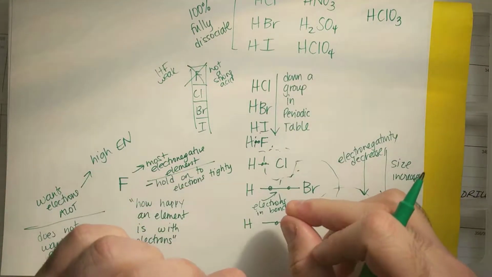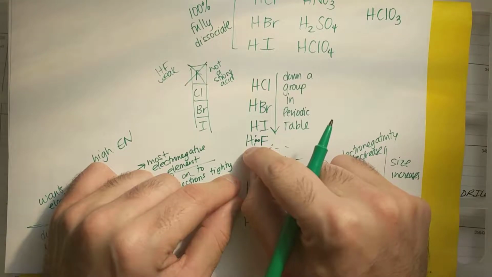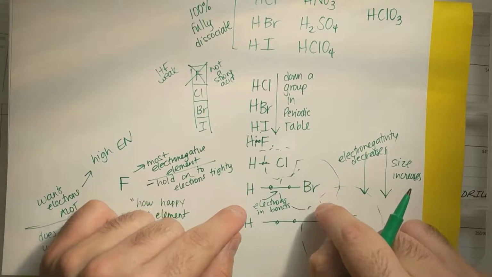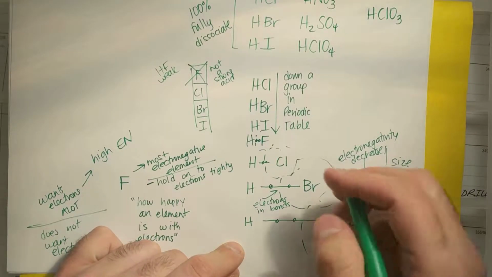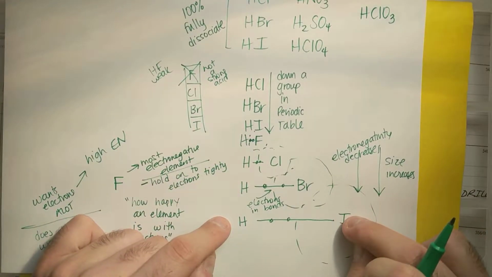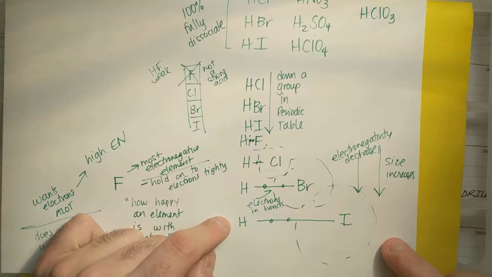And that makes it a weak acid because that H is stuck tightly in this bond to F. Notice how I was trying to draw the bond. This line is a bond. As you go down a group, electronegativity decreases.